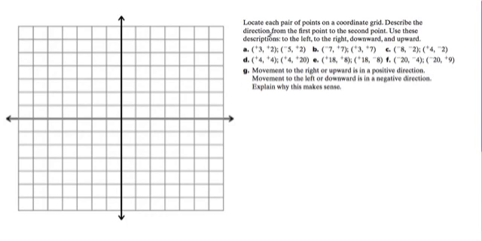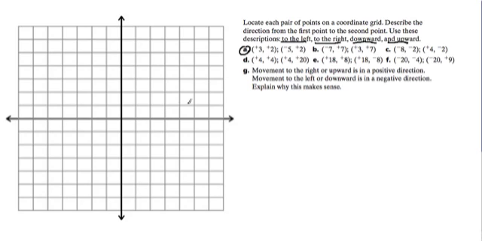Okay, so in this problem they tell us to locate each pair of points on a coordinate grid. Describe the direction from the first point to the second point. Use these descriptions: to the left, to the right, downward, and upward. So in each of these sets we have 2 points, and in each of them we're moving from one to the other. So in part A, we move from (3, 2) to (-5, 2).